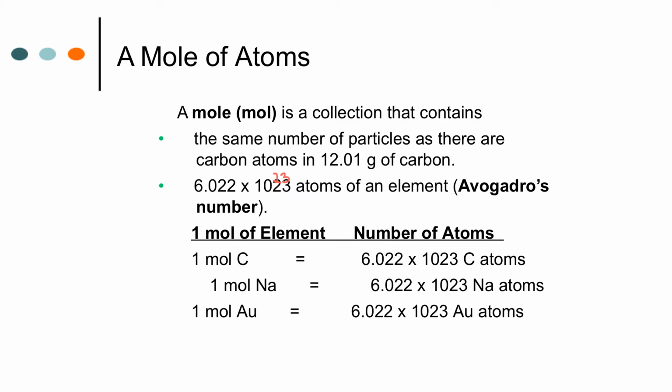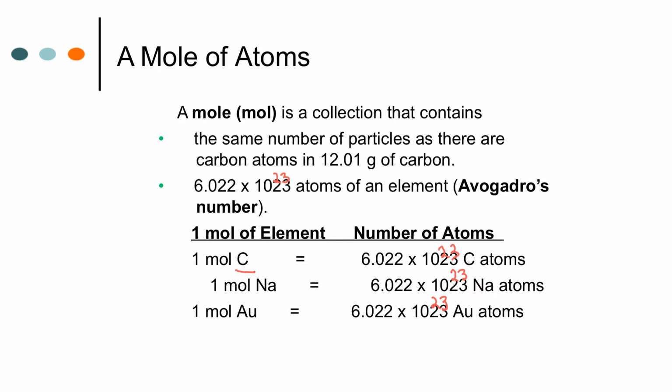So if we say we have a mole of carbon, that means we have 6.022 times 10 to the 23rd atoms of carbon, right? If we have 1 mole of sodium, we have 6.022 times 10 to the 23rd sodium atoms. 1 mole of gold is 6.022 times 10 to the 23rd atoms of gold. Okay, and you can see we could use these as conversion factors in our calculations using the factor label method.